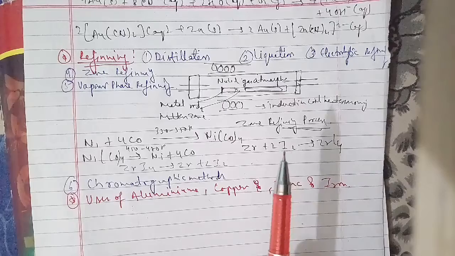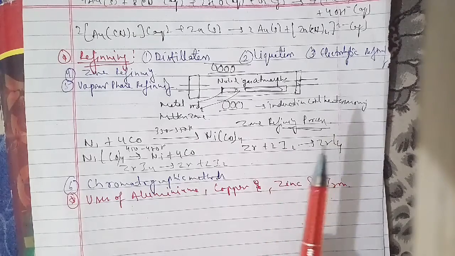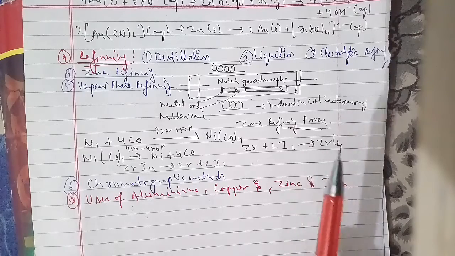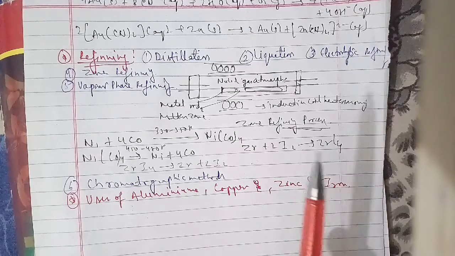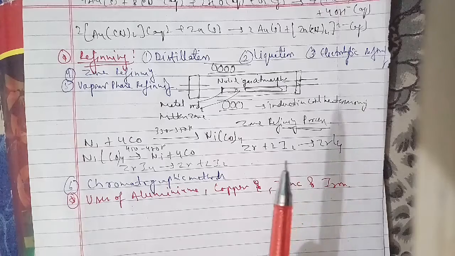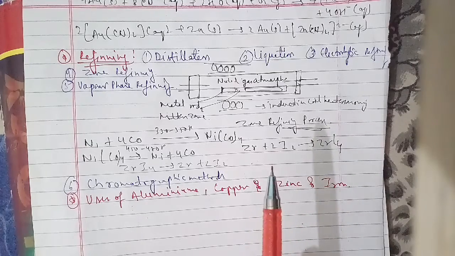Then the other one we talk about is zinc. The occurrence is zinc blende, that is ZnS, or calamine, that is ZnCO3, and zincite, which is ZnO. The common method of extraction is roasting followed by reduction with coke. As a remark, the metal may be purified by fractional distillation as well.